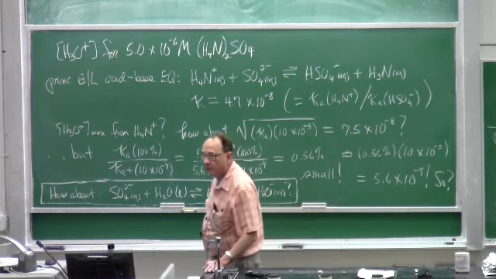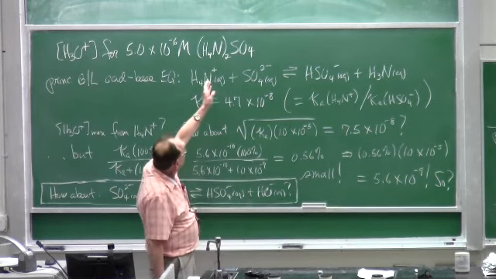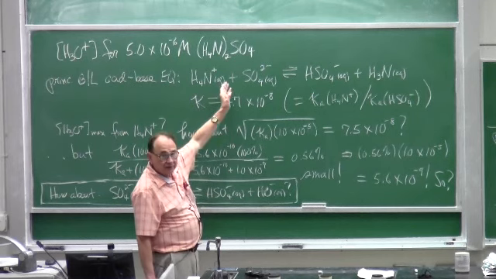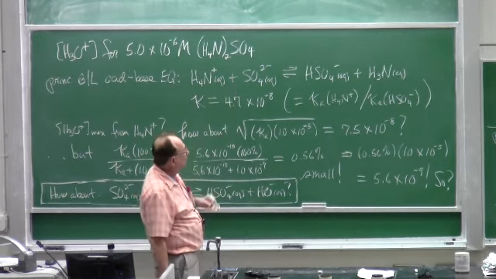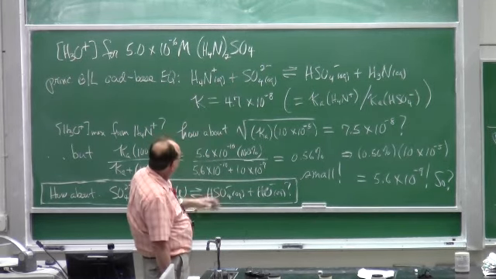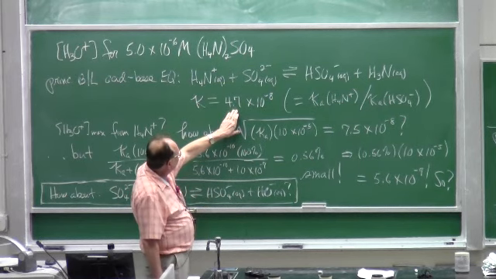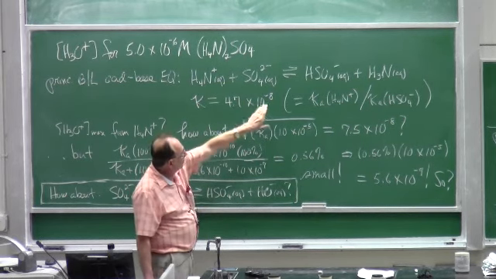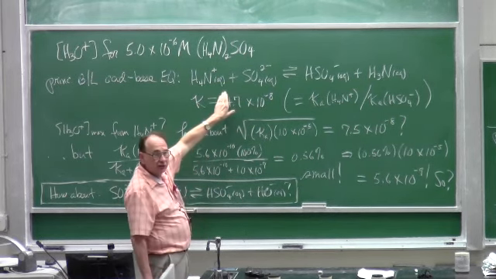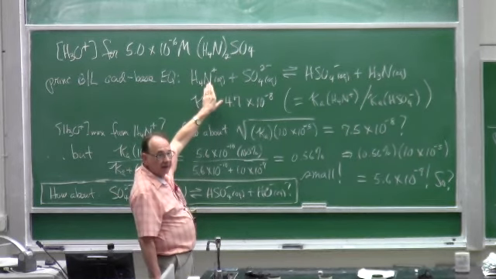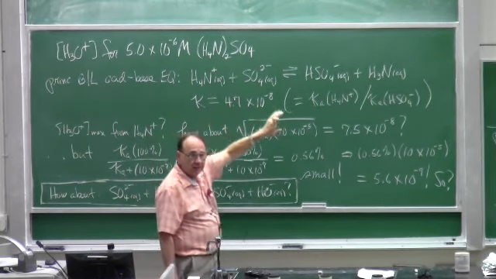Ammonium ion concentration is 1.0 times 10 to the minus 5. Sulfate ion concentration initially is 5.0 times 10 to the minus 6. With this K value, do you think this reaction will serve to diminish the ammonium ion molarity as well as the sulfate ion molarity appreciably?